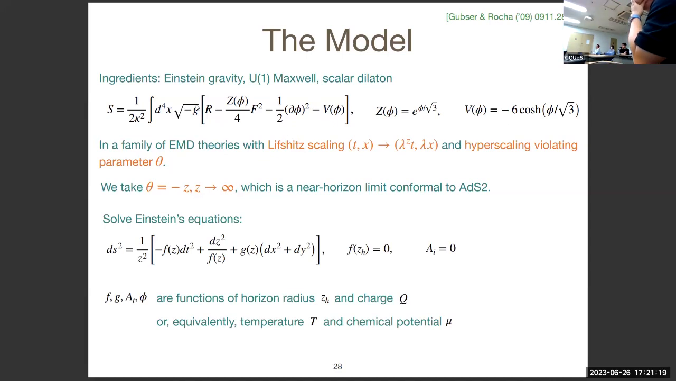Where do you get this square root of 3? You can certainly get rid of it, but then it'll just show up in all sorts of other places. The original model by Gubser and Rocha, this is called the Gubser-Rocha model, the original model that they wrote down did not have the square root. You can just rescale it to get rid of the square root, but then you will not have the canonical form. That's right.